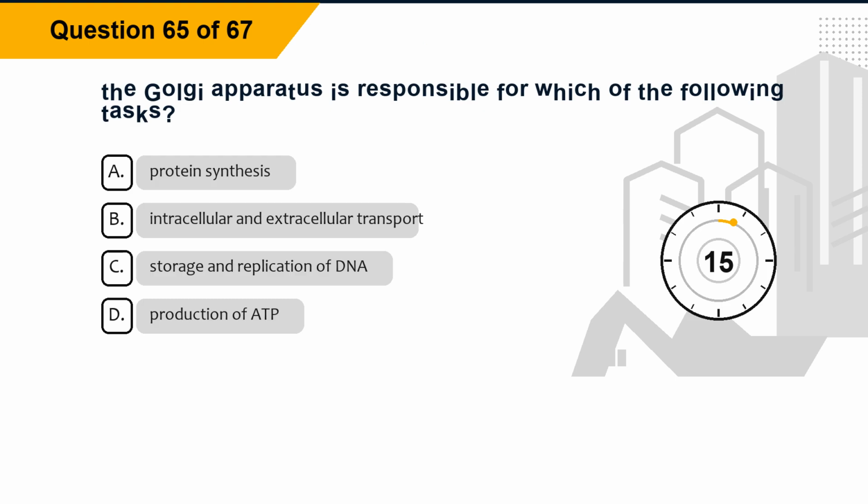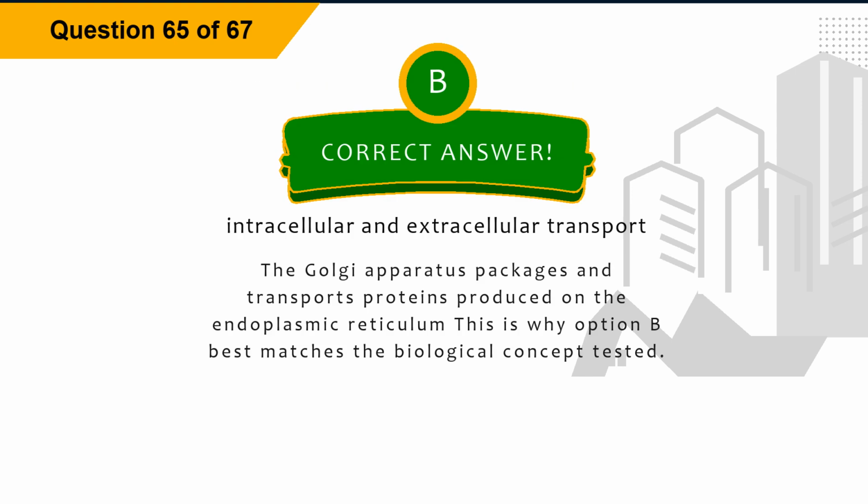Question 65. The Golgi apparatus is responsible for which of the following tasks? Option A, protein synthesis. Option B, intracellular and extracellular transport. Option C, storage and replication of DNA. Option D, production of ATP. The correct answer is option B, intracellular and extracellular transport. Explanation: the Golgi apparatus packages and transports proteins produced on the endoplasmic reticulum. This is why option B best matches the biological concept tested.